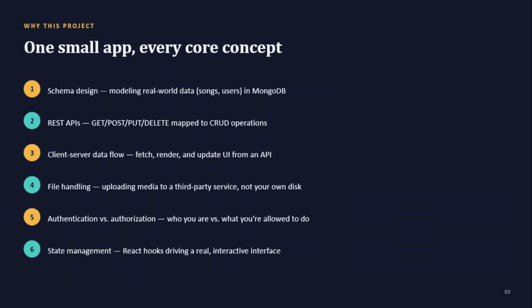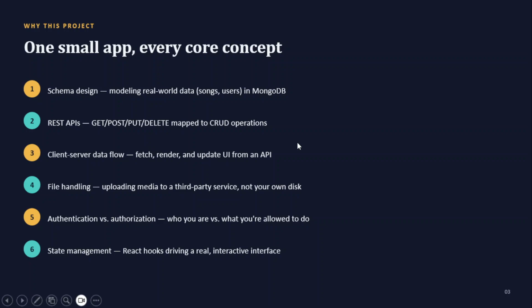So let's go one small app, every core concept. We have the schema design, modeling real world data, songs and users in MongoDB. Then we have the REST API. REST means representational state transfer. So we have the APIs, the GET, POST, PUT and DELETE mapped to CRUD operations, right? GET is to request data, POST is to create data, PUT is to update data, while DELETE is to delete data.